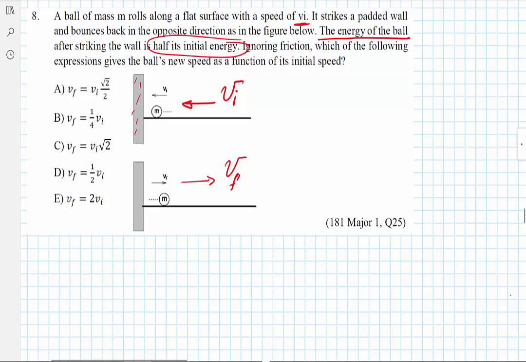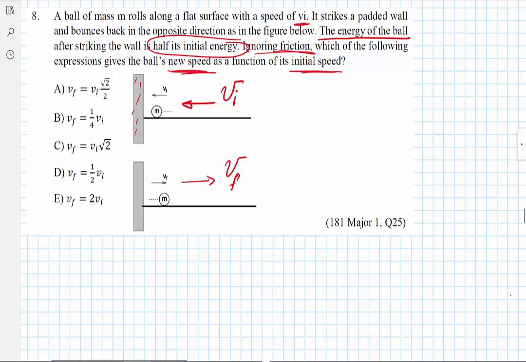By the energy here we mean the kinetic energy, because there is no potential energy. It lost half of its kinetic energy. So we need to find, ignoring friction of course, which of the following expressions gives the ball's new speed as a function of its initial speed. So what's the ball's new speed as a function of its initial speed when the object loses half of the kinetic energy? The kinetic energy final equals half the initial kinetic energy.